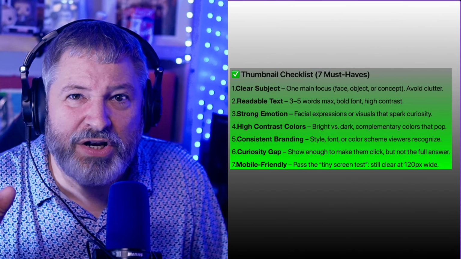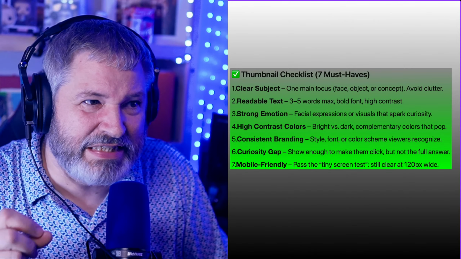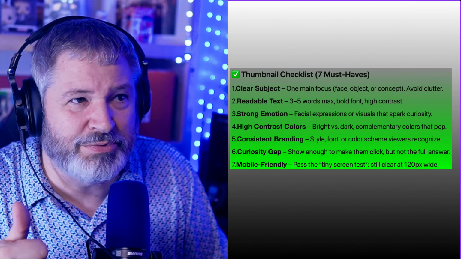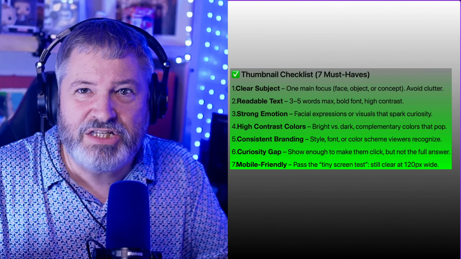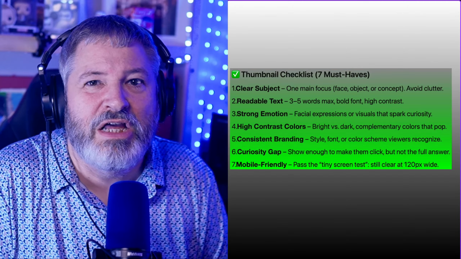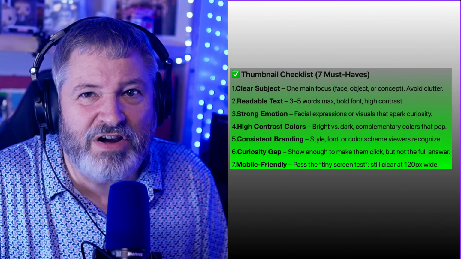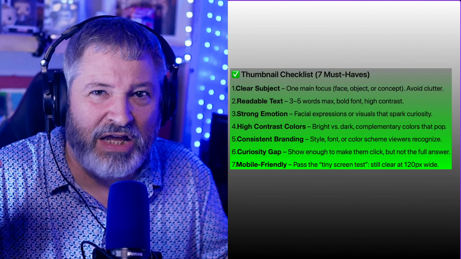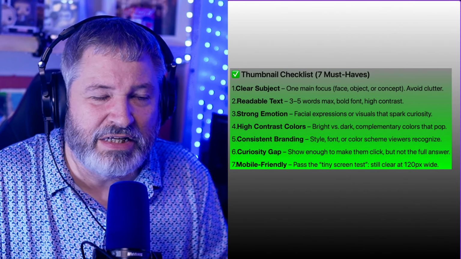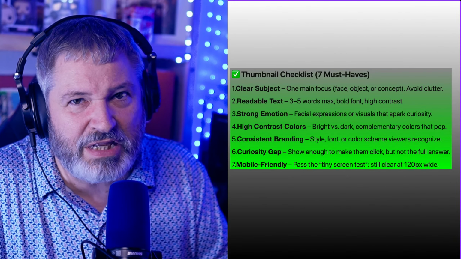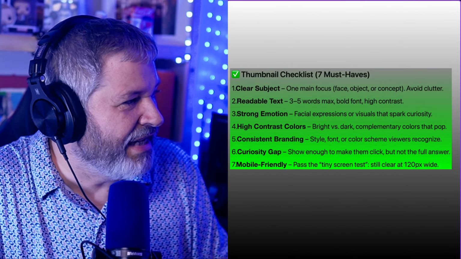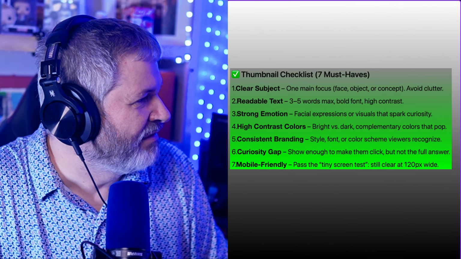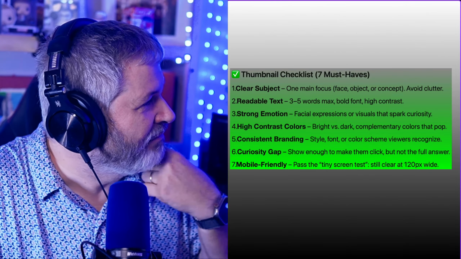So here is the thumbnail checklist. These are seven must-haves that you should have. One, a clear subject. The main focus should be a face or an object or a concept. Readable text, three to five words max. Strong emotion, high contrast colors, consistent branding, curiosity gap, and mobile friendly. So I just showed you thumbsup.tv, and we looked. And now we're going to see if we can make it better.